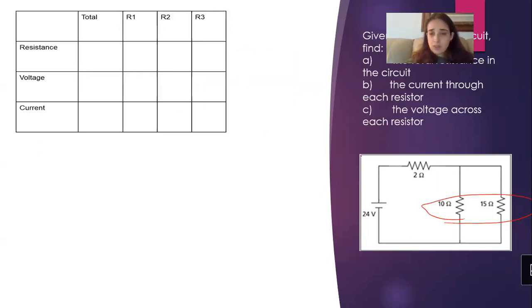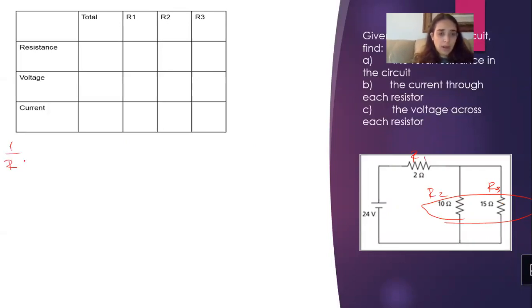So the resistors, I'm going to label this guy R1, this is going to be R2, and R3. Because this is a complex circuit, I have to add my two resistors that are in parallel first, and then I'll be able to add it with my other resistor in order to find the total.